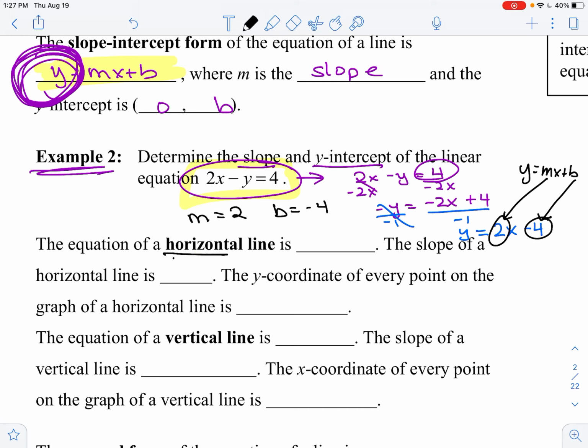The equation of a horizontal line is always y equals whatever that value is, where it hits the y-intercept. This will be a number wherever it hits the y-intercept. And the slope of the horizontal line is always 0, it's flat, okay? The y-coordinate of every point on the horizontal line is wherever it crosses the y-axis, which is the y-intercept.